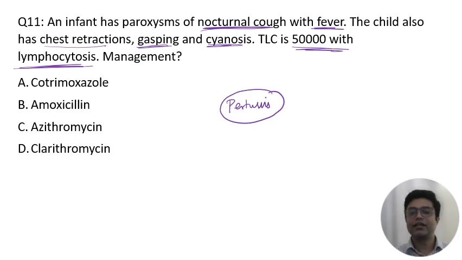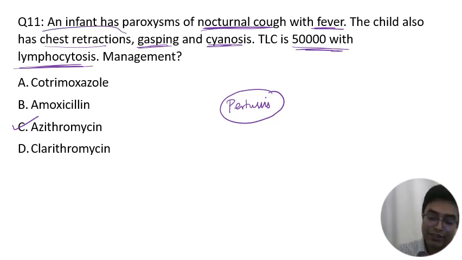What is the management? Yes, the drug of choice in pertussis, according to both Nelson 21st edition as well as IAP Pediatrics 2022 guidelines, which have just been released in India in October, the drug of choice is azithromycin, both for prophylaxis and for treatment. Now azithromycin is to be favored. The examiners wanted to check, it was a tougher question, but the answer to this question is azithromycin.